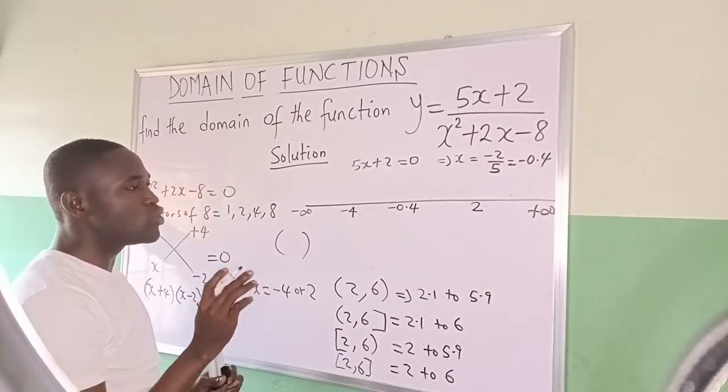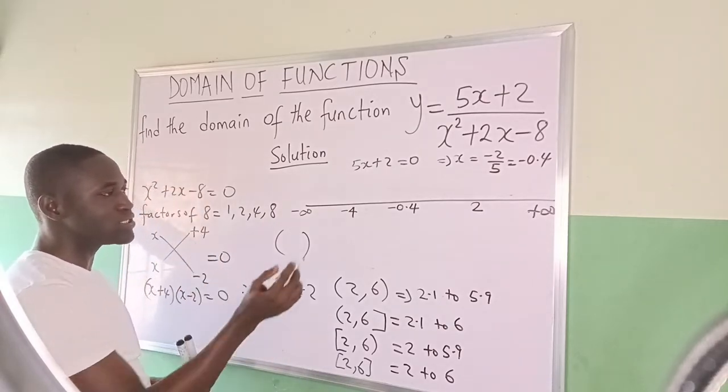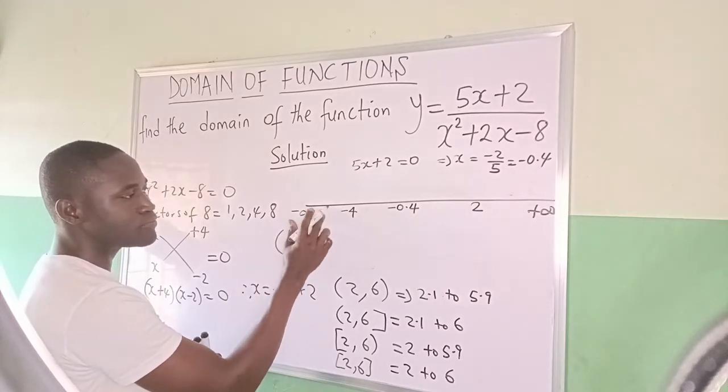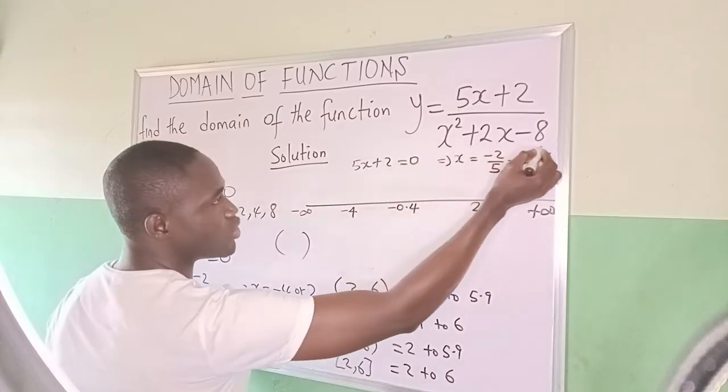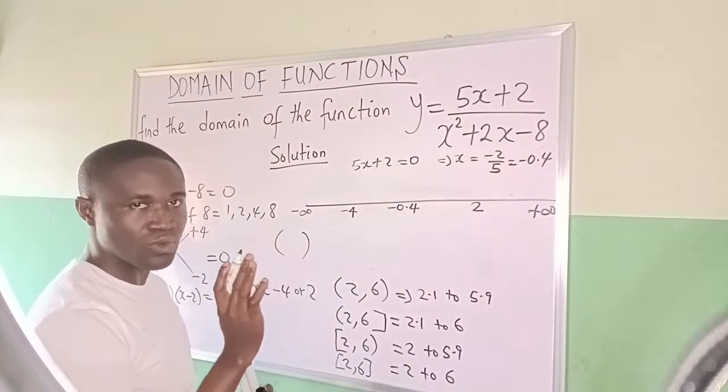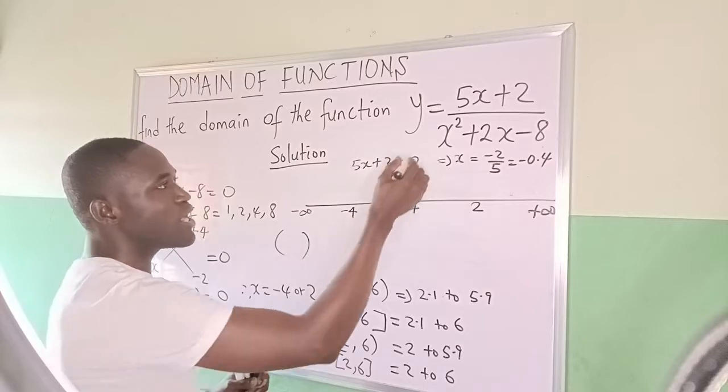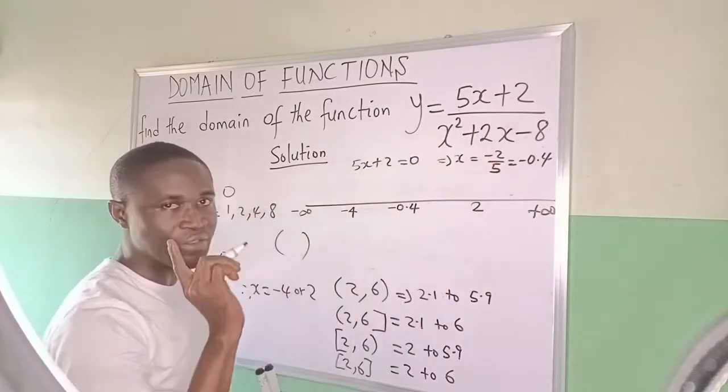Now, how we do it to get the full answer is pick any number here. If you pick any number here, minus 5, put it at the denominator to know whether it will give you 0. Because our major point is wherever it gives you 0, it will be undefined.